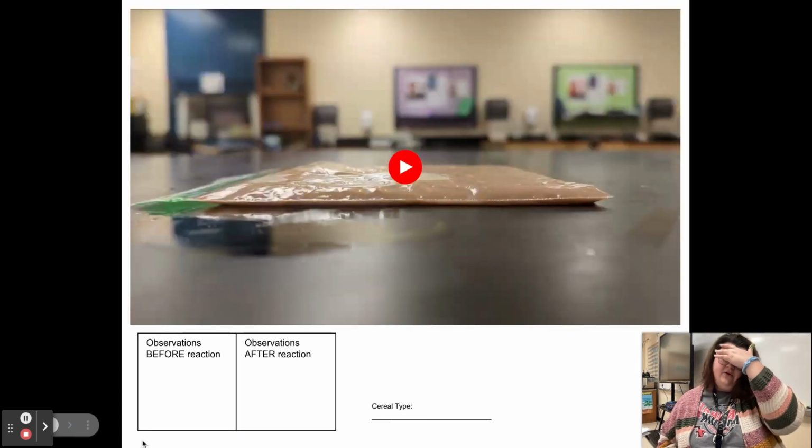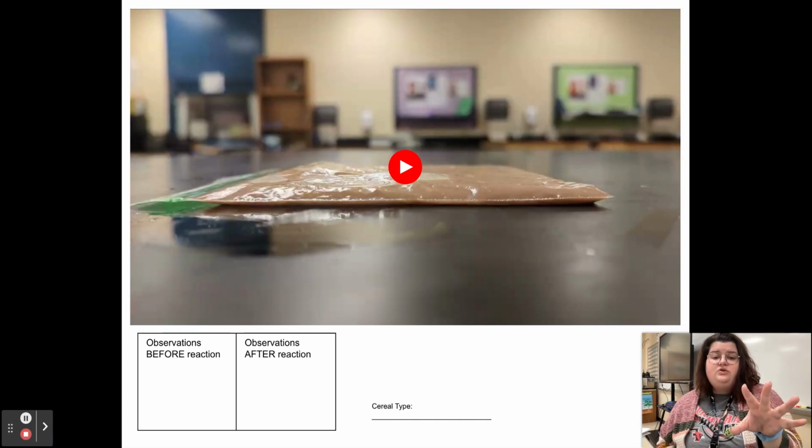Then we have our barf bag lab that is connected to this. So the very first thing, I want you to look at my barf bag here. Write down observations. So in this table, you will see this exact table in your packet. Our cereal type is chocolate frosted flakes. Write down observations. What do you notice about this bag before we start the lab?